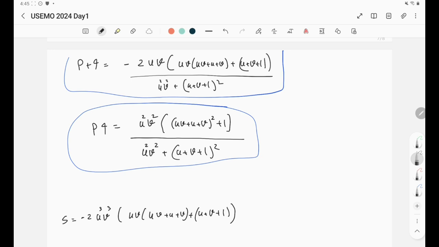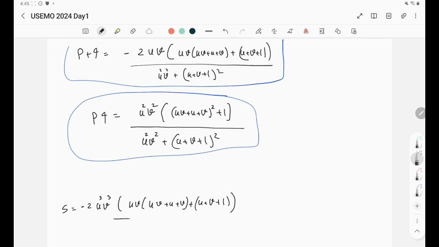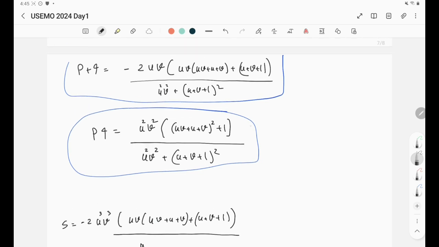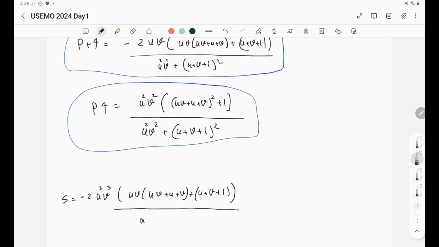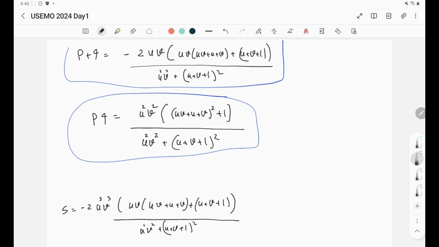Okay, divided by u square v square. Let's just write it. Okay, nice. This thing is the first part.